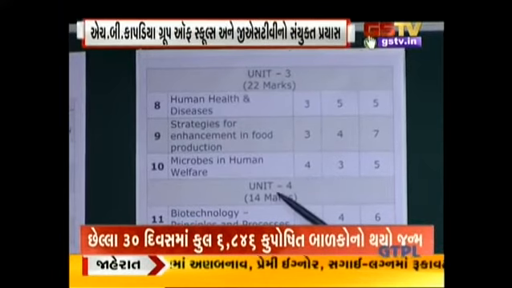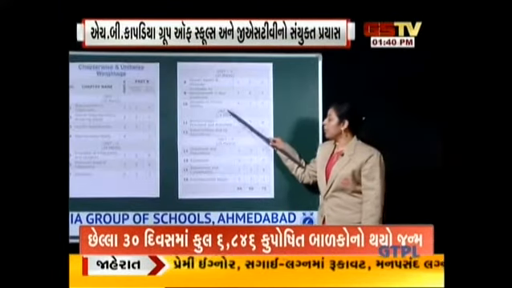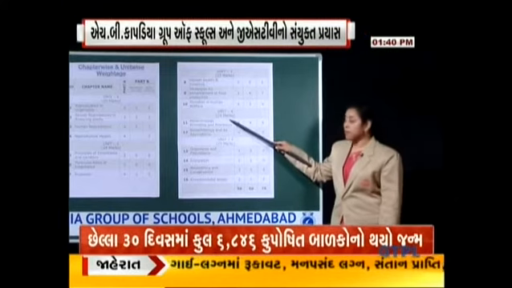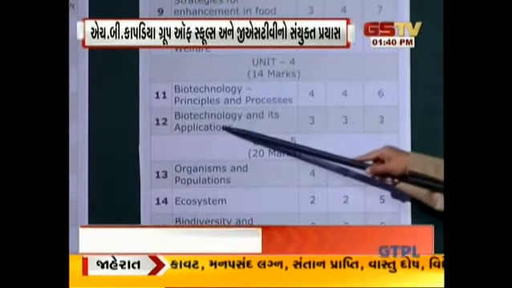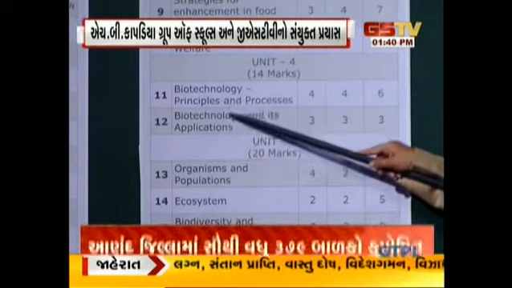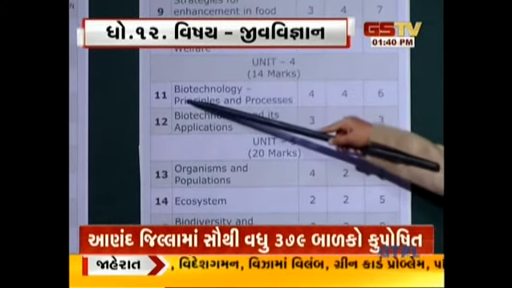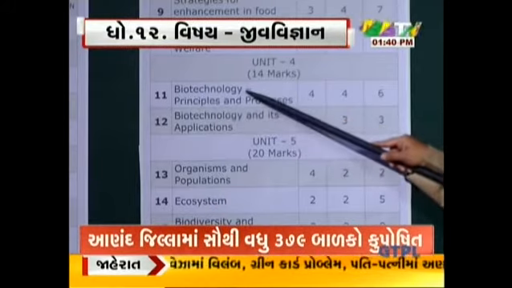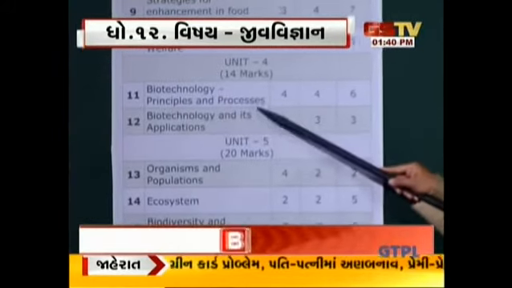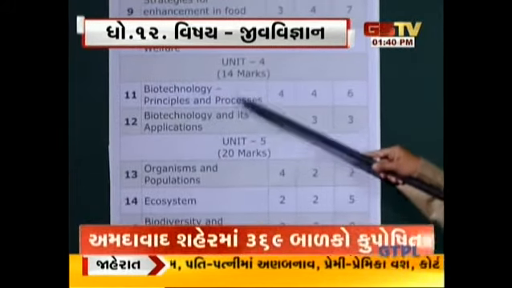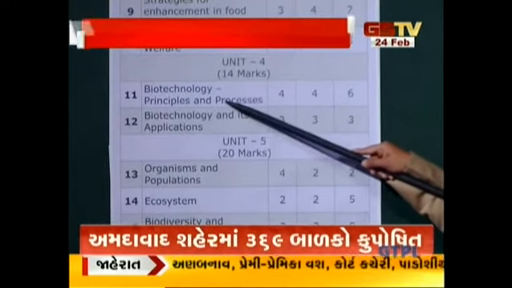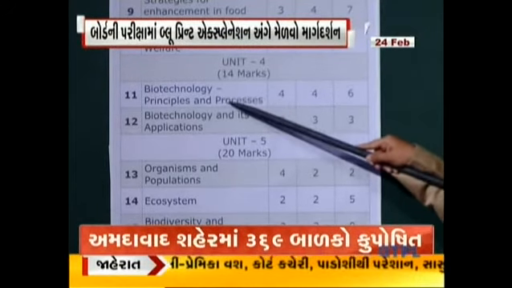Now we are doing unit 4. Unit 4, the total marks is 14 marks. There are 2 chapters. These 2 chapters are mainly biotechnology based chapters. So 11th chapter, that is Biotechnology, Principles and Processes. In this chapter, we will learn in detail about the techniques of biotechnology.